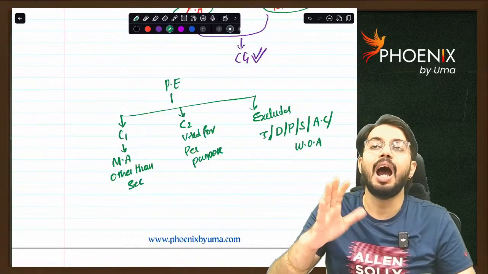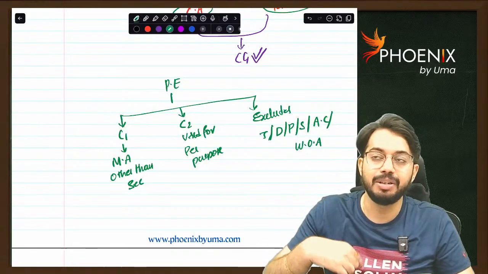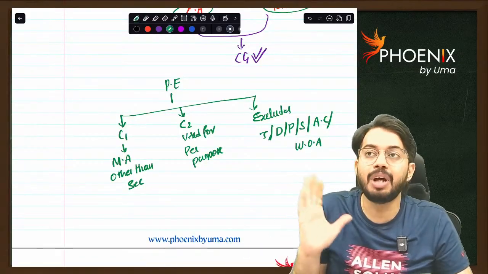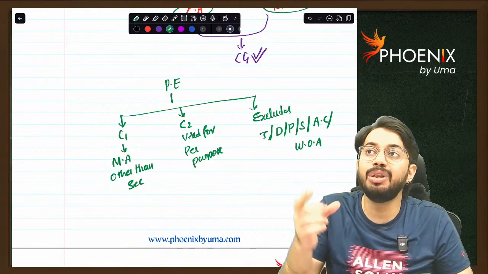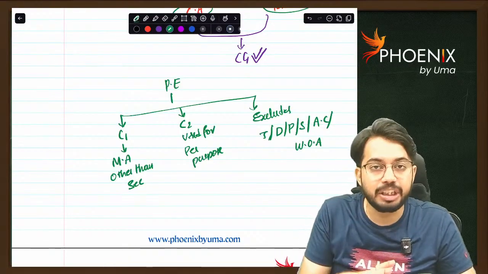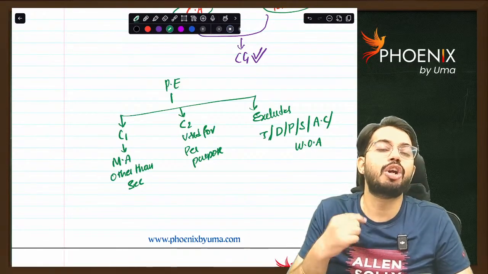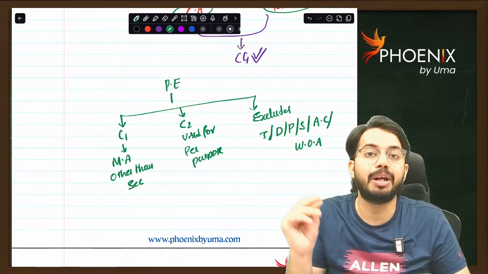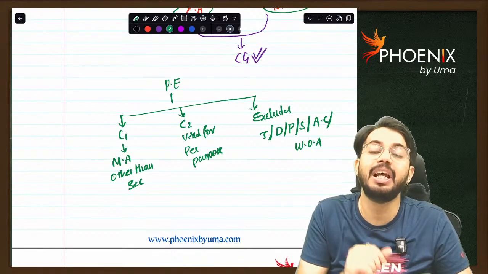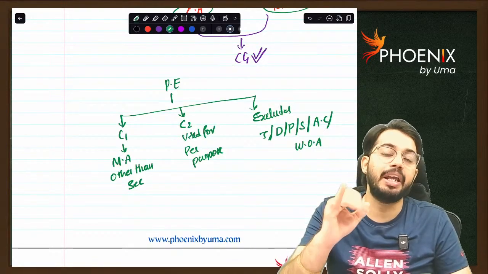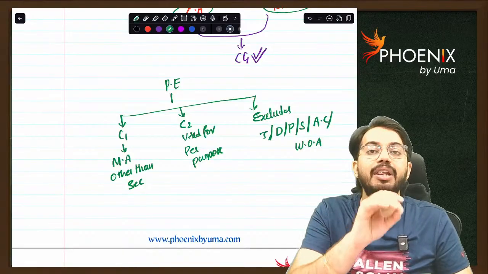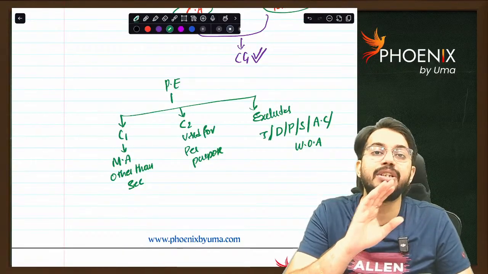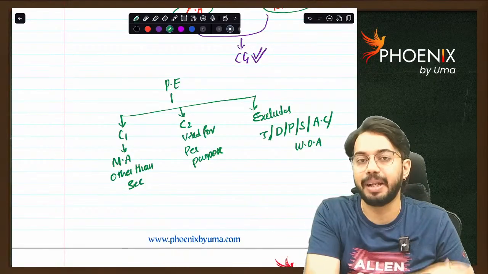So let's say I have my own building. The building is owned by me, so I am the owner of the building. Even though I am using the building for my residential purpose, I still cannot call the building a personal effect, because to call any asset a personal effect, it should be a movable property. So immovable property, even though used for personal purpose, is not a personal effect, it is a capital asset.